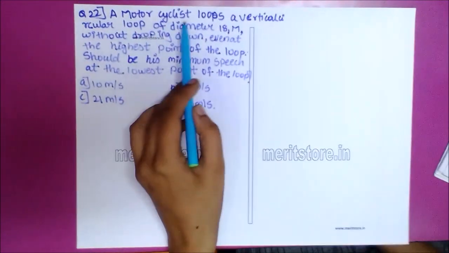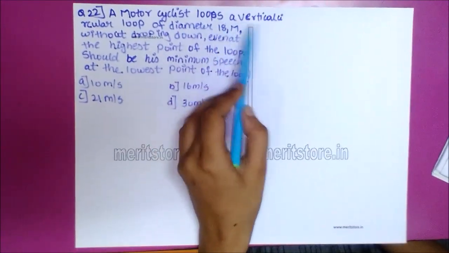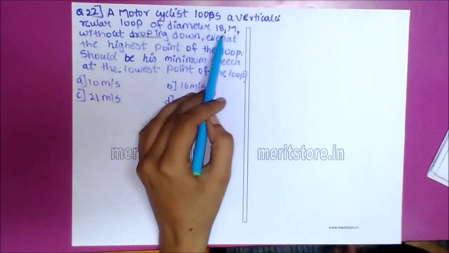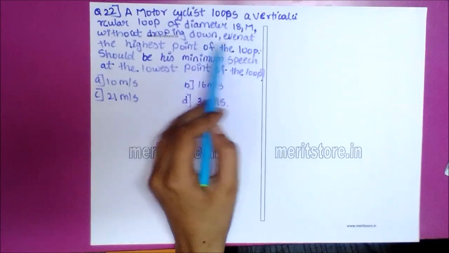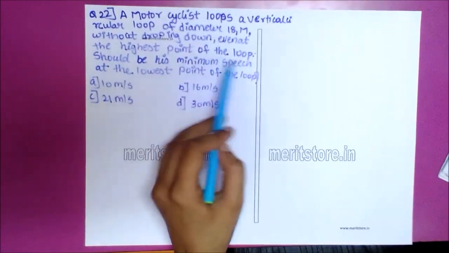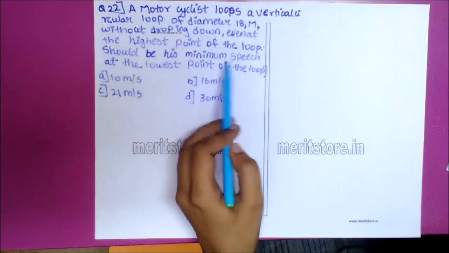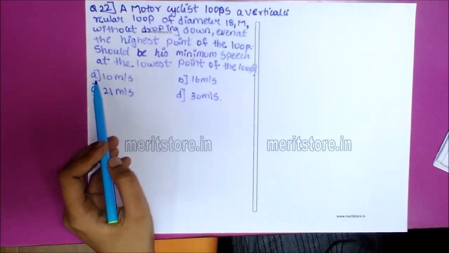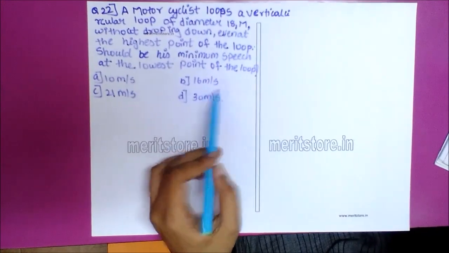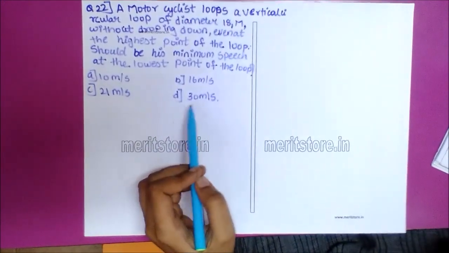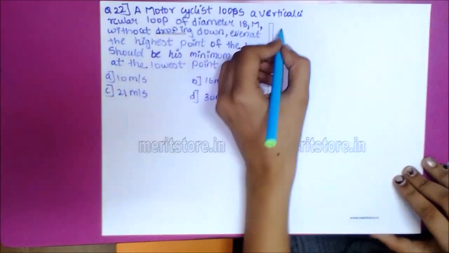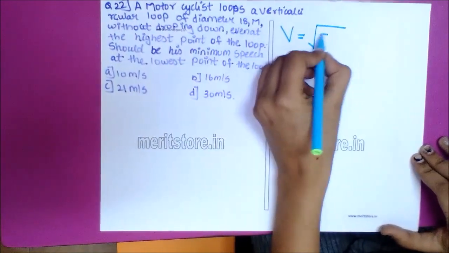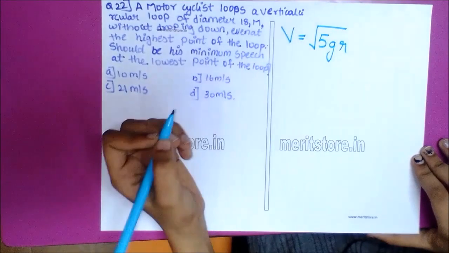Question 22. A motorcyclist loops a vertical loop of diameter 18 meters without dropping down even at the highest point of the loop. What should be his minimum speed at the lowest point of the loop? A 10 meters per second, B 16 meters per second, C 21 meters per second, D 30 meters per second. We have to find the speed at which he is not dropping, so that will be the minimum speed required, that is root of 5gR.